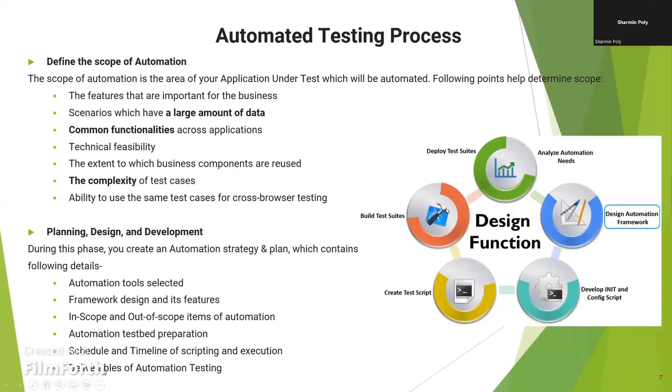Thank you. Deliverable: automation testing. At the end, you need to deliver the automation testing with the script, right, and all the scenarios. These are the design functions where you analyze the automation need, what automation tests you need to do, what the scopes are. Then you design the automation framework, how your testing will be organized, and then you develop your initial script and the configuration script. You also need to configure the tools, right? Then you create the script, and then you build the test suite.